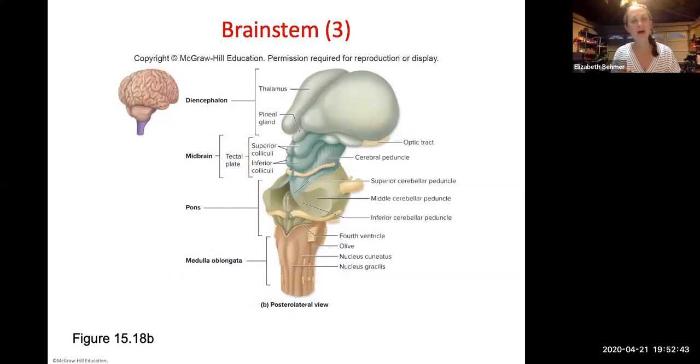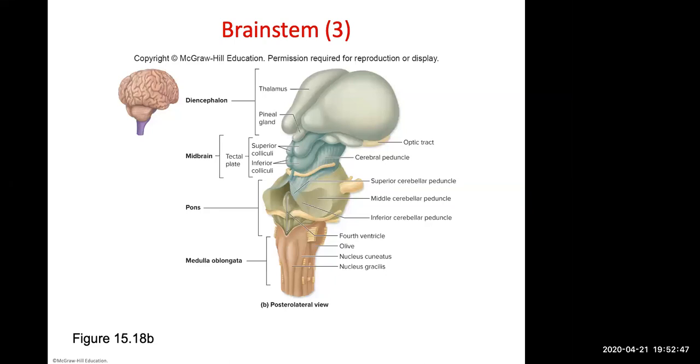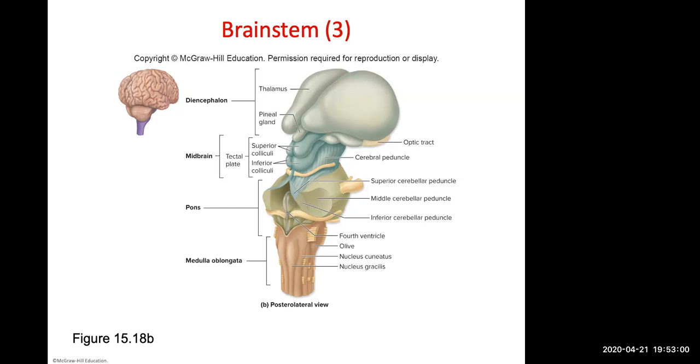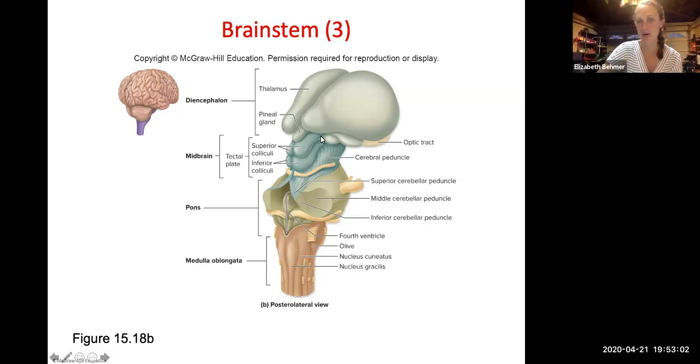Here's another view of the midbrain, or the diencephalon at the top. You can see your little pineal gland there. That also helps with sleep and wake cycles. The midbrain, that tectal plate, this is one that I crossed off of your lab exam, but those superior and inferior colliculi are important in the midbrain. There's your pons, and then the medulla oblongata itself.